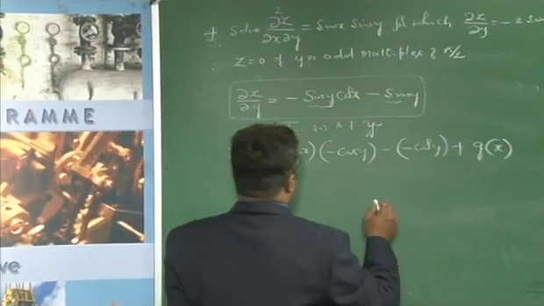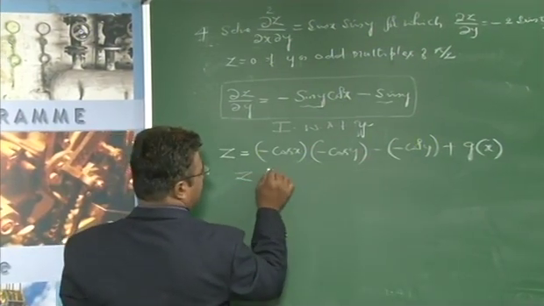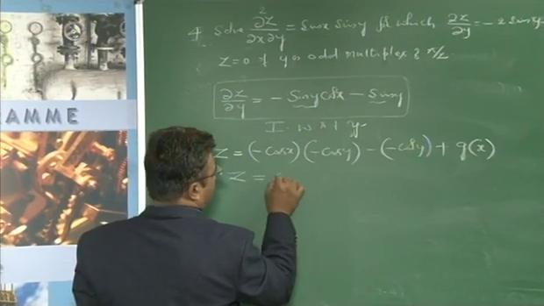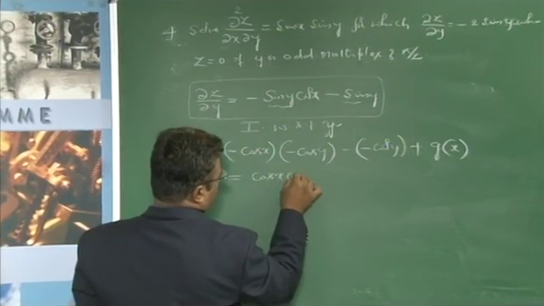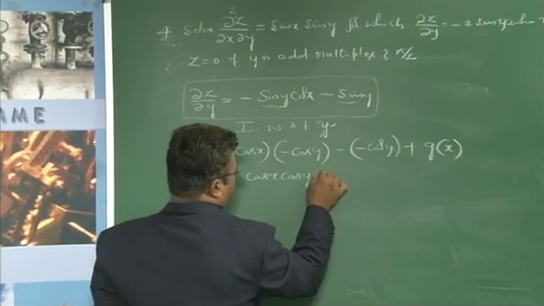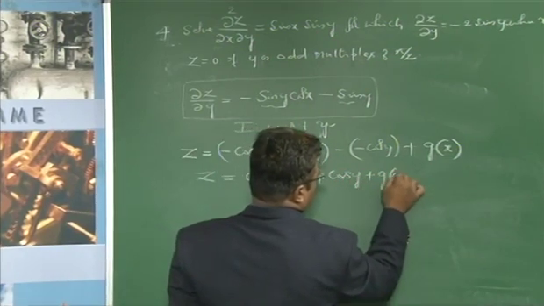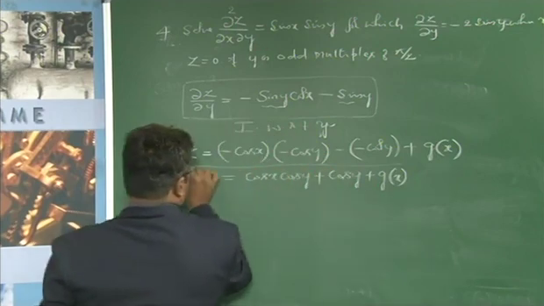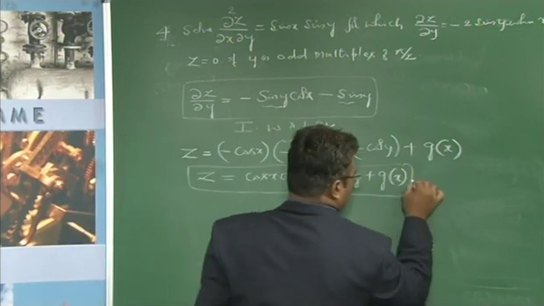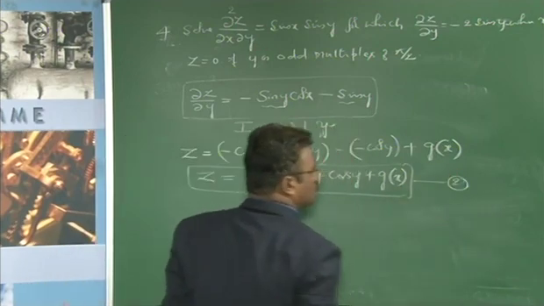Now call this, after simplification, z equal to minus into minus plus cos x cos y, then plus cos y plus g of x. So this is the z that will be obtained here. Now call this equation number 2.